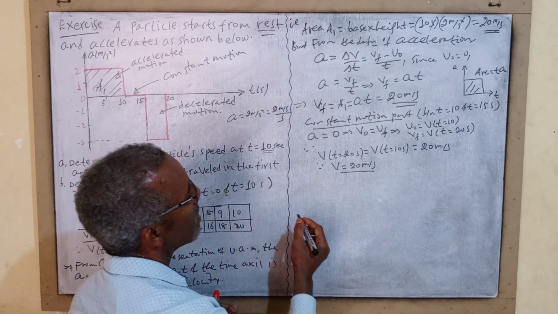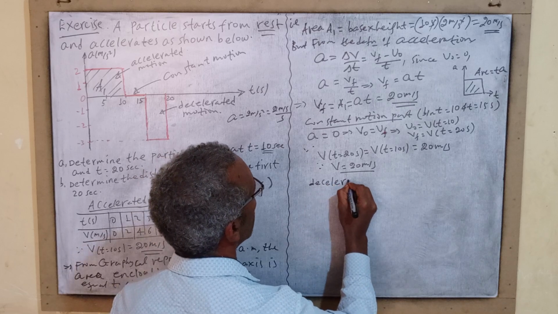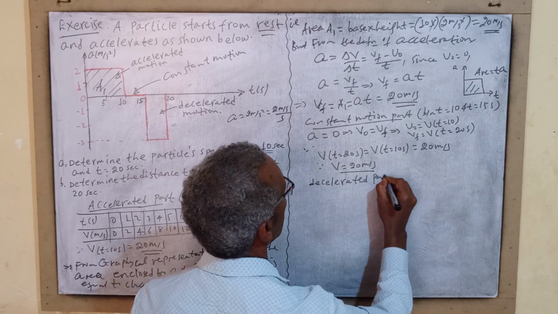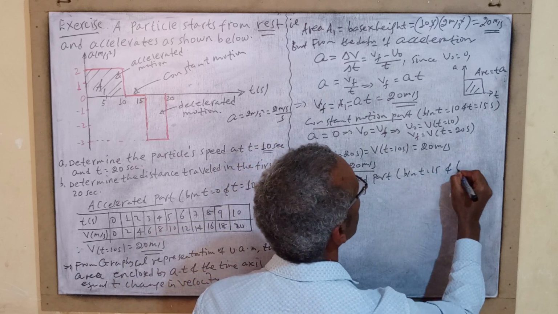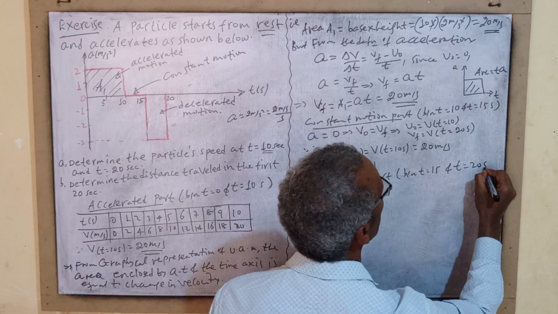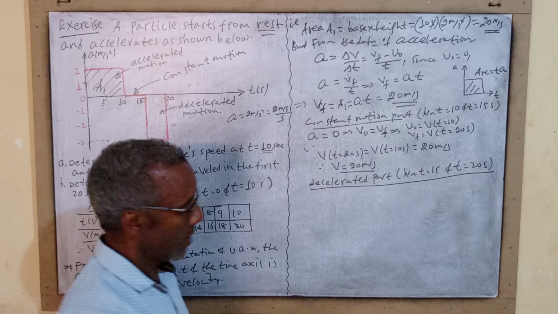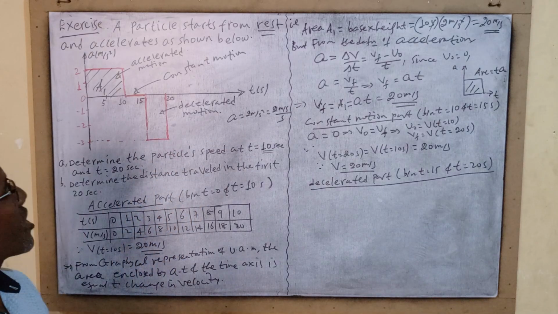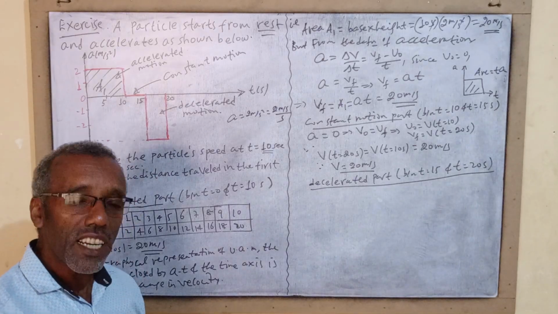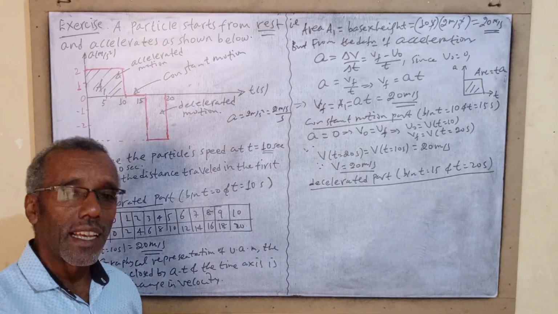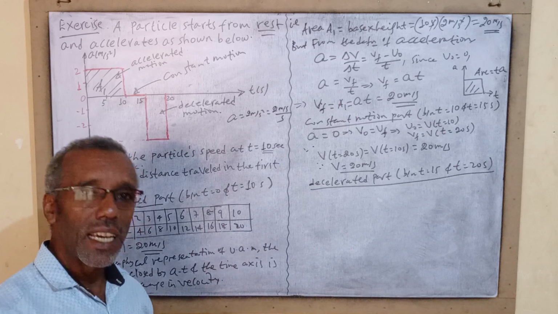For the decelerated part, between t equals 15 and t equals 20 seconds, the deceleration is minus 3 meters per second squared. The deceleration of minus 3 meters per second squared means the particle decreases its velocity or speed by 3 meters per second every second.